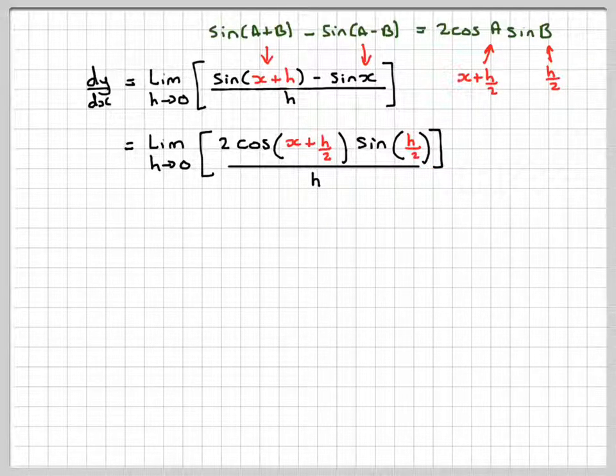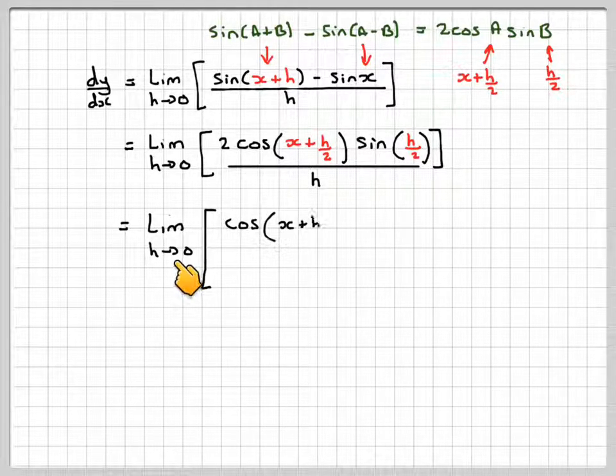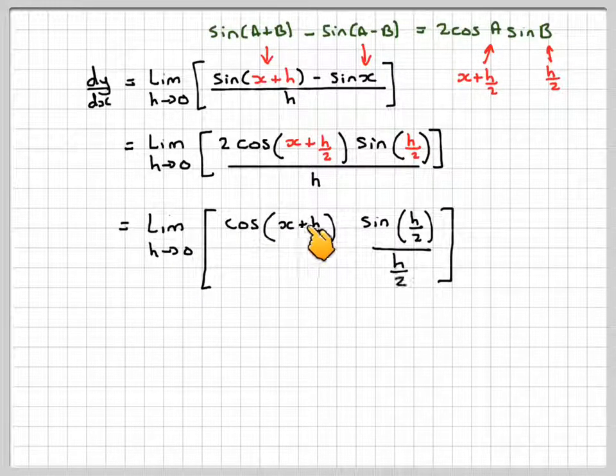Right, the next thing we're going to do is another little trick. We're going to just divide this bit by h, because it doesn't matter which bit we actually divide by h, and then also, instead of multiplying by 2, we're going to divide the whole thing by 2. So we end up with the limit as h goes to 0 of cos of x plus h over 2 times sine of h over 2 divided by h over 2.